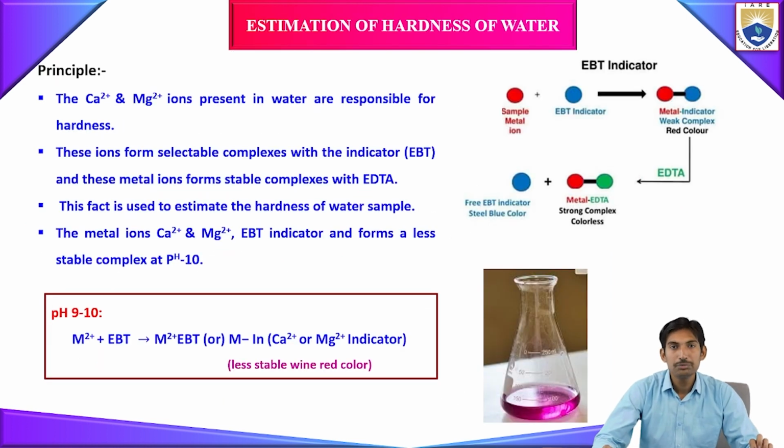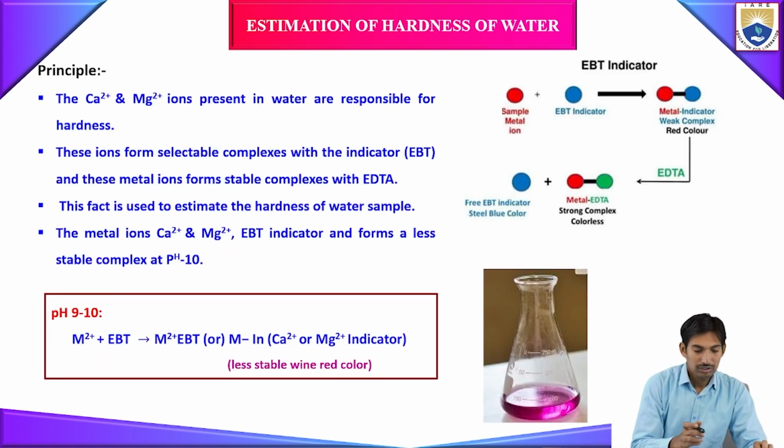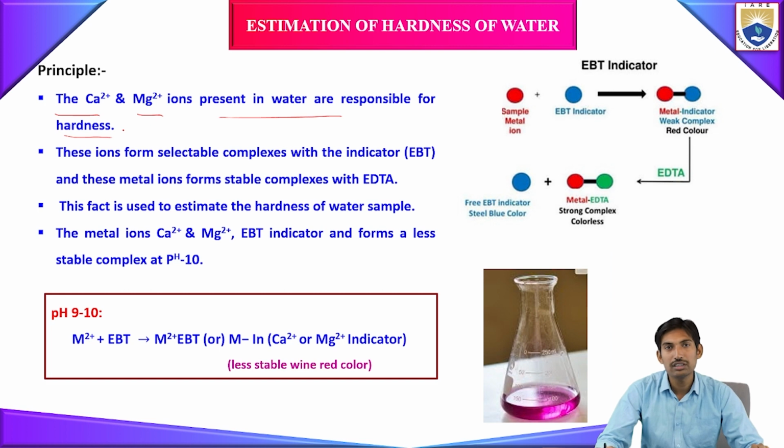See, what is the principle involved in this? We will go further. The Ca2+ and Mg2+ ions present in water are responsible for hardness. What is hardness of water? The water which contains calcium and magnesium salts, that is called hardness of water. The hardness of water may be temporary or permanent.